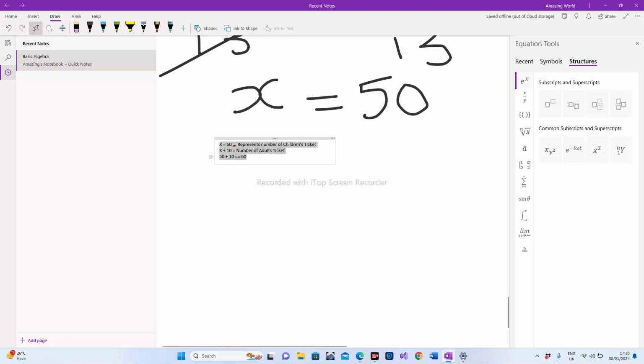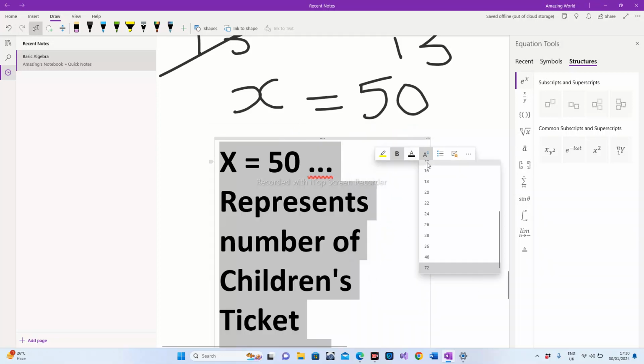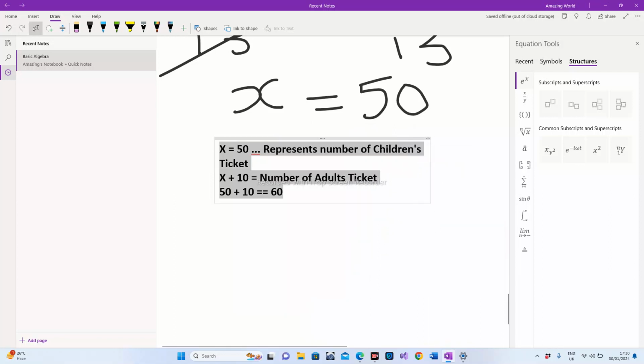So let me make this bold and very visible for my students. You know I love you so much. It's too big. Okay, so I'll repeat this process again.